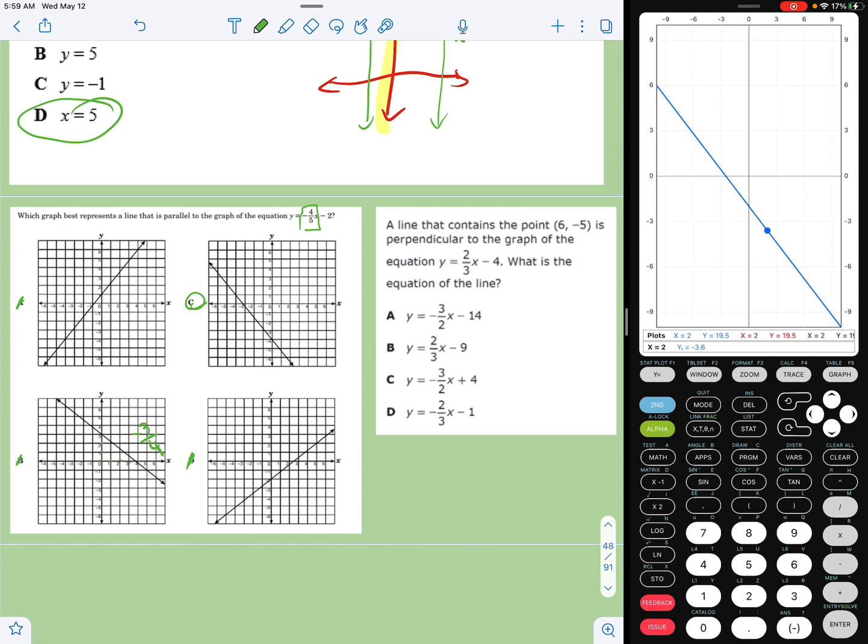All right. Last one. A line that contains the point 6, -5 is perpendicular to the graph of the equation y equals 2/3 x minus 4. What is the equation of the line? Keyword here, perpendicular. So it has to be perpendicular to this. Perpendicular lines have opposite reciprocal slopes. Opposite, so opposite sign. Reciprocal, which means we flip the fraction.